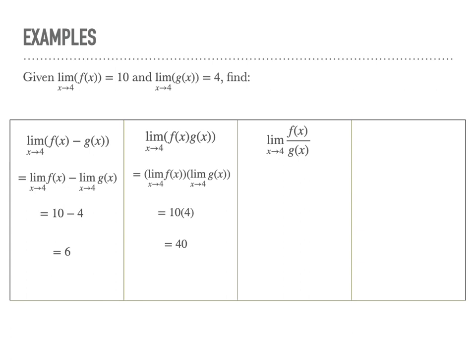Now to find the limit of f of x divided by g of x as x approaches 4, very similar to the product rule, except that you're dividing this time. So you just divide those two limits and you get 10 over 4, which can be simplified to 5 over 2.